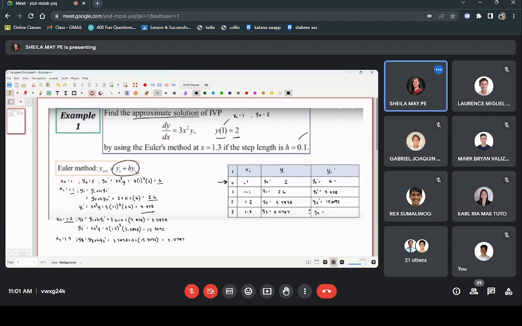And our y3 prime is 3 times our x, which is 1.3, squared, times y, which is 5.0747. So this would give us 25.7287. So that is the approximate solution for our y, and for the differential, after differentiating, we have the y3 prime, which is 25.7287.